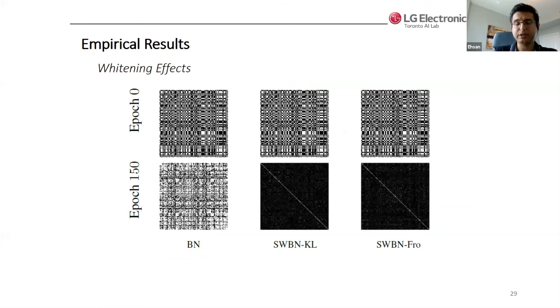These figures show the effect of whitening in SWBN. As we were expecting, batch normalization is not really whitening. After 150 epochs, we are not expecting batch normalization to whiten our covariance matrix. But SWBN, as you can see, both KL and FRO, Frobenius, can both whiten the covariance matrix.